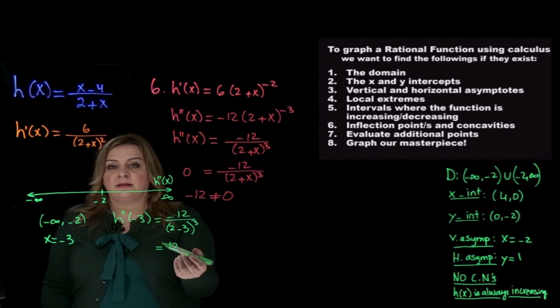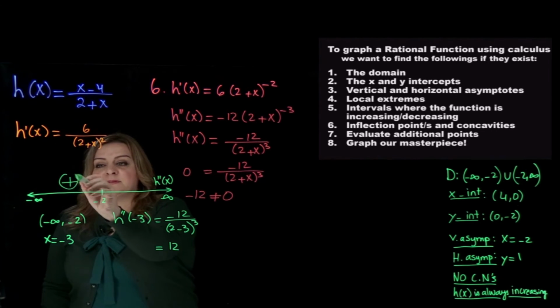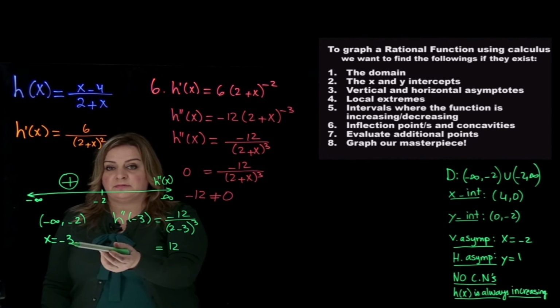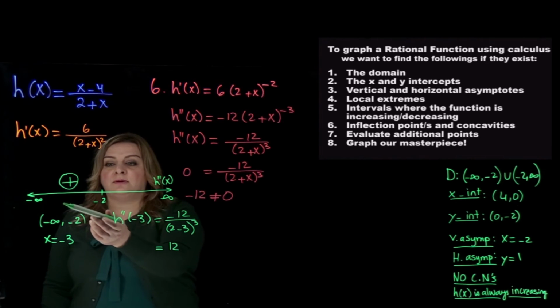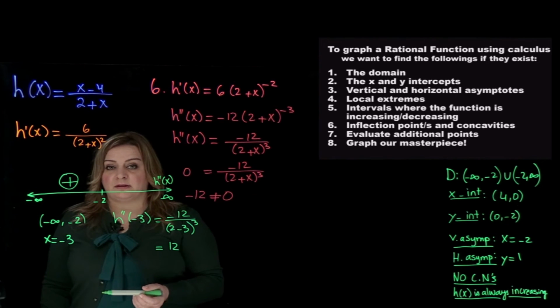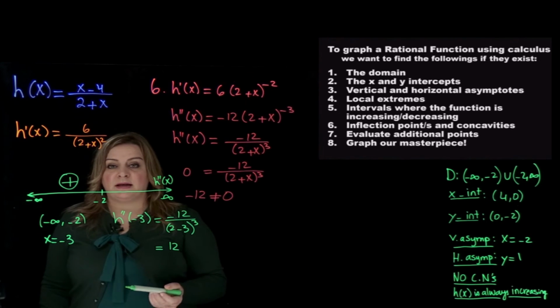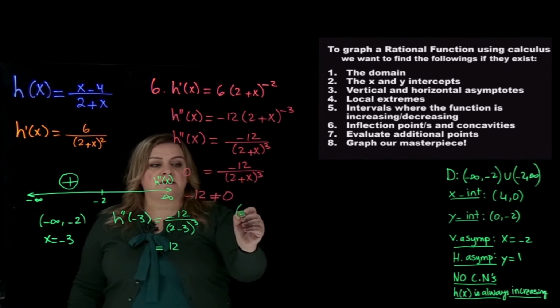Positive 12, which means I want to label this interval with a positive sign to tell myself that not only at x equals negative 3, but at any value in this interval, negative infinity to negative 2, if I evaluate the value in h double prime of x, I will have a positive value. Now I want to consider the interval negative 2 to infinity.